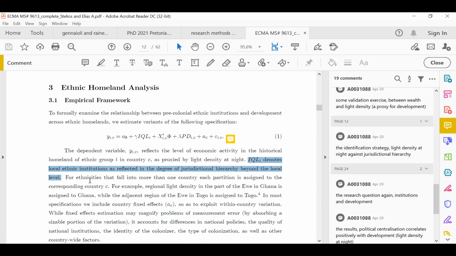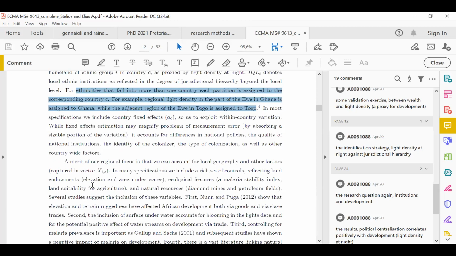Okay, for ethnicities that fall into more than one country, each partition is assigned, as I said, the boundaries didn't take into account the ethnic boundaries. The current boundary of South Africa against Namibia didn't take into consideration the ethnic boundary. And more importantly, the current boundary between South Africa and Botswana and South Africa and Zimbabwe also didn't take into account the ethnic boundary. Each partition is assigned to the corresponding country c. For example, regional light density in the part of the Ewe in Ghana is assigned to Ghana, while the adjacent region of the Ewe in Togo is assigned to Togo.